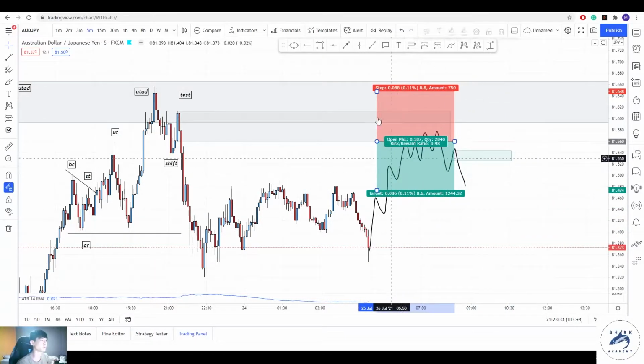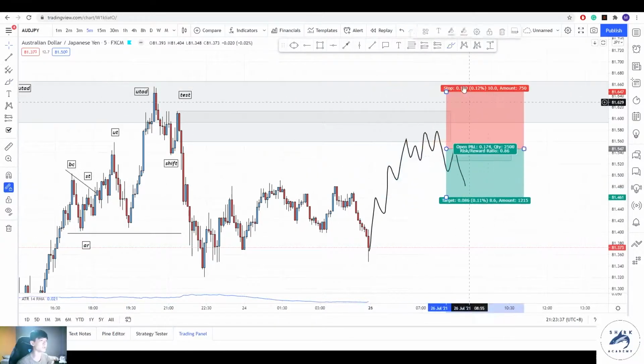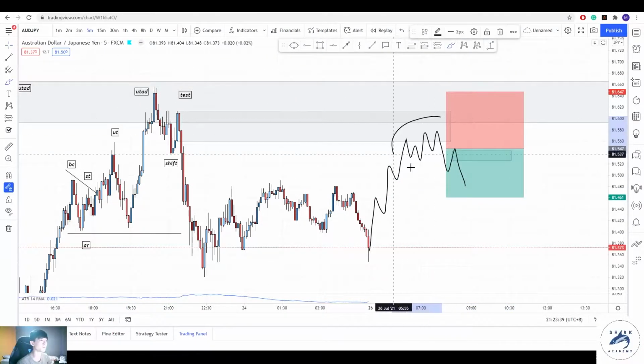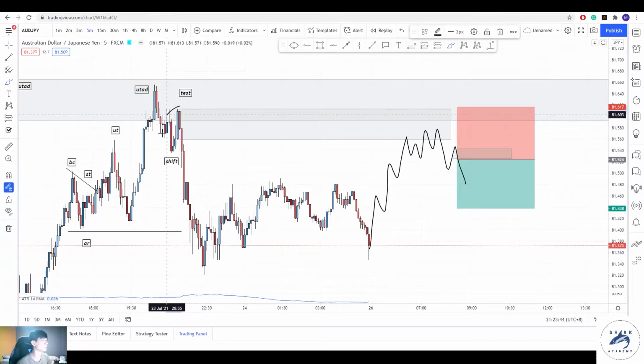Do you want to place a sell limit here, stop loss above the UTAD, or validate this level on the lower time frame and catch this move over here with stop loss above this supply zone? Okay.